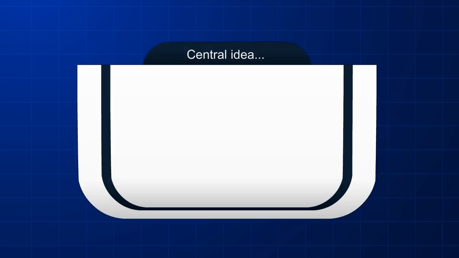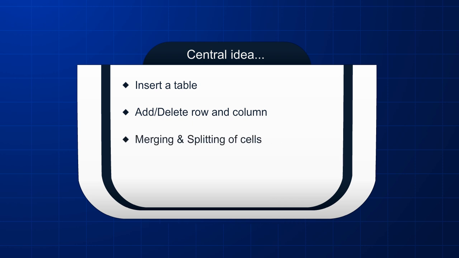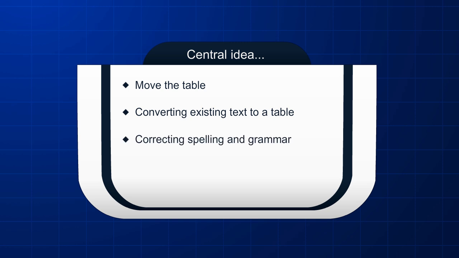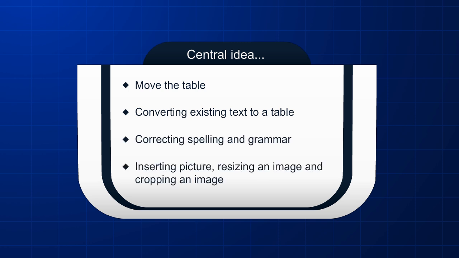Central idea. Insert a table, add, delete row and column. Merging and splitting of cells. Table formatting. Move the table. Converting existing text to a table. Correcting spelling and grammar. Inserting picture, resizing an image and cropping an image.